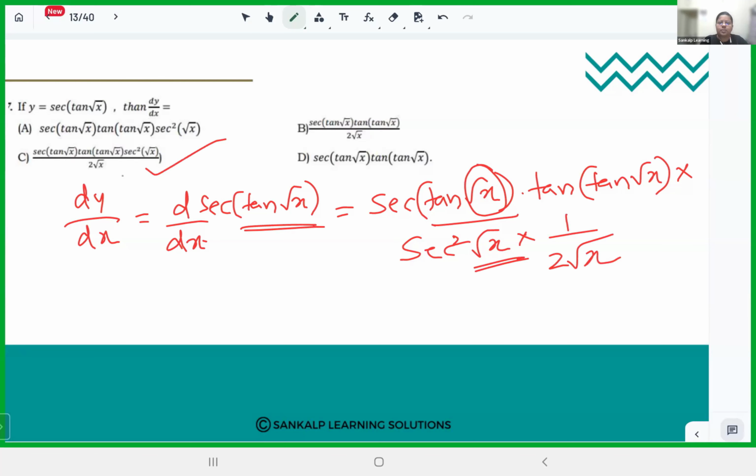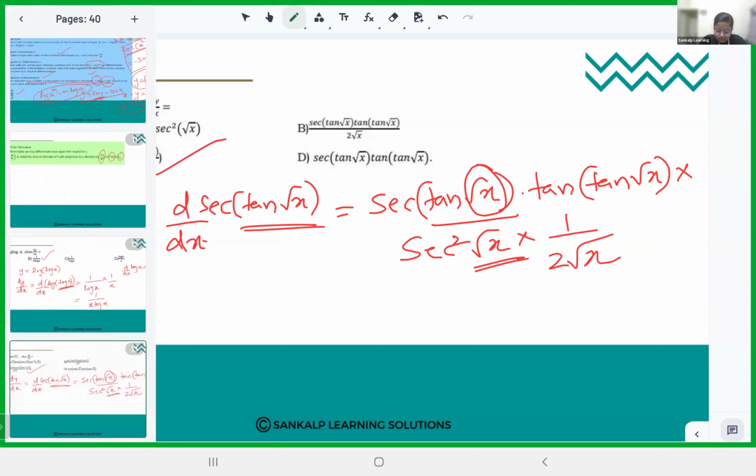So what is the value? It is nothing but c.